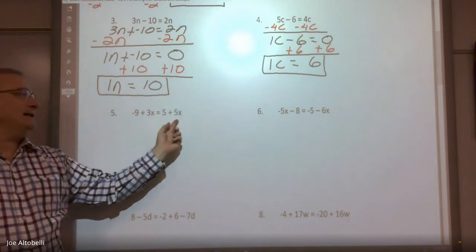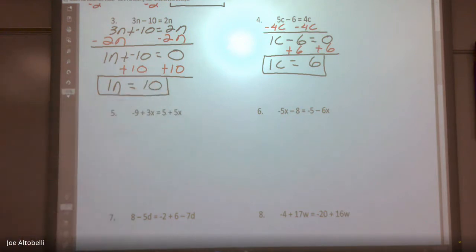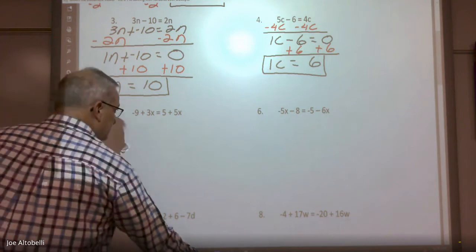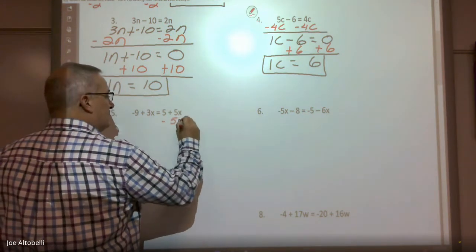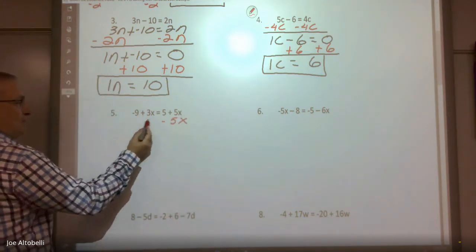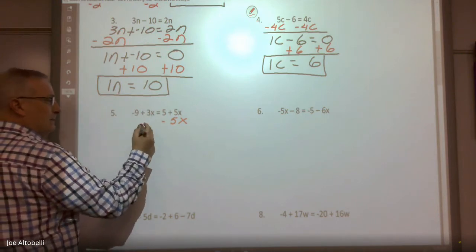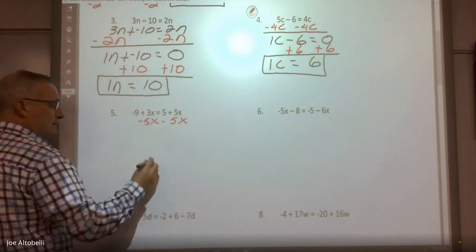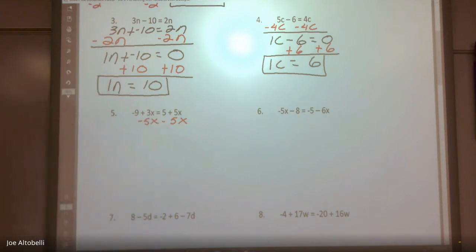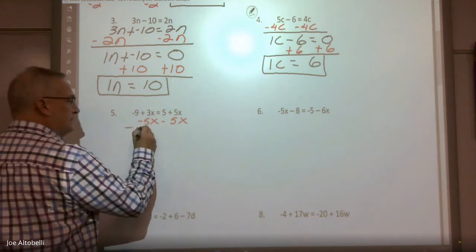So how do I eliminate the variable on the right side? I have to subtract 5x. And when I subtract it over here, I'm not subtracting it from the 9, I'm subtracting it from the 3x. So please write your subtract 5x where you're subtracting it from and not just some random spot. Make sure you know where you're subtracting it.